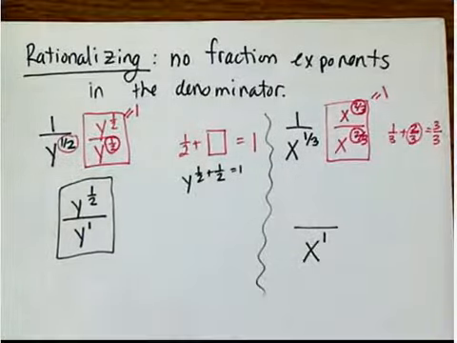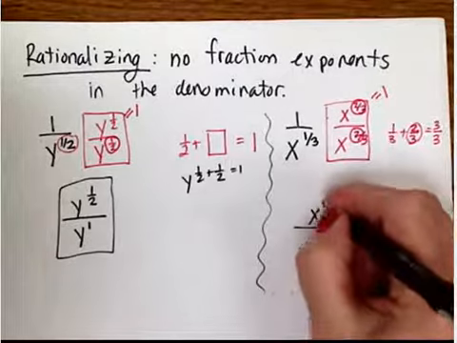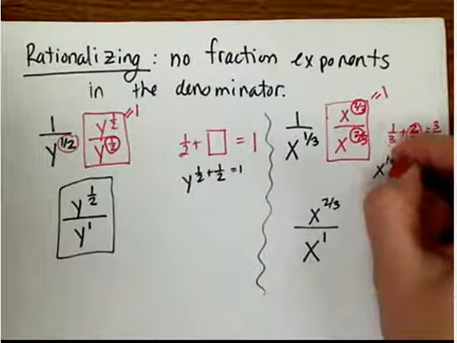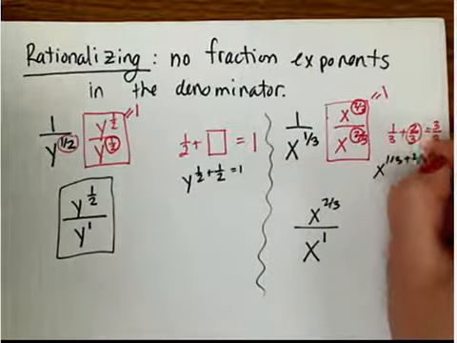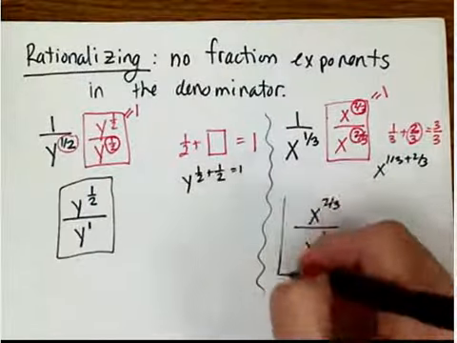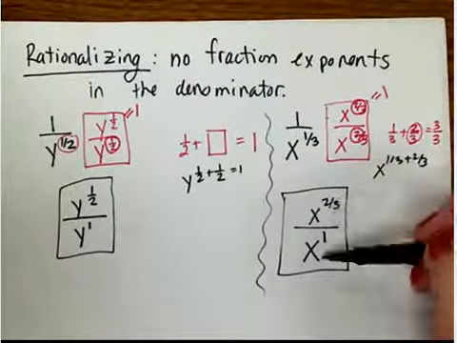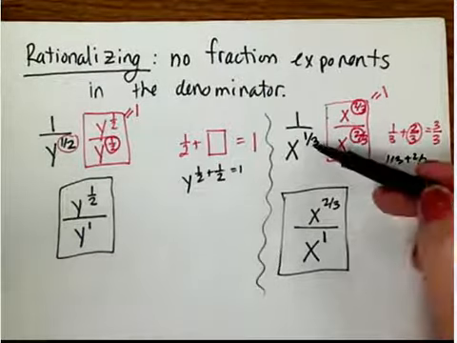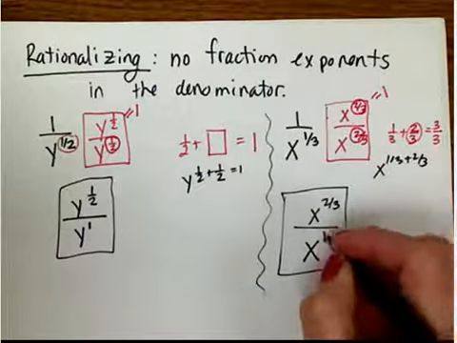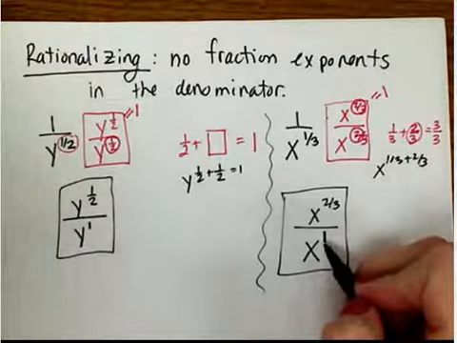Now multiply. Okay, so we end up with 1 times this, so this is x to the 2/3. Okay, x to the 1/3 plus 2/3 is 3/3, which is 1. Okay, this is called rationalizing. Be careful not to do the subtraction of exponents. It will actually get you right back where you started. This is simplified because the 2/3 is less than the 1.